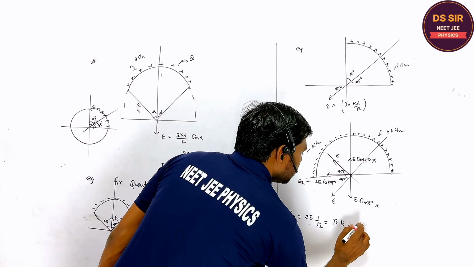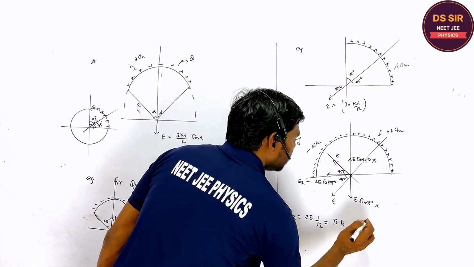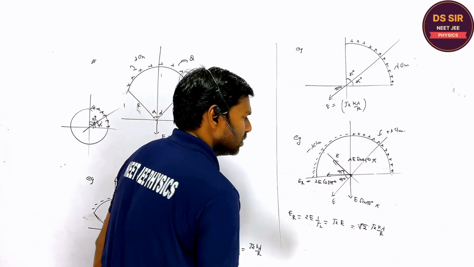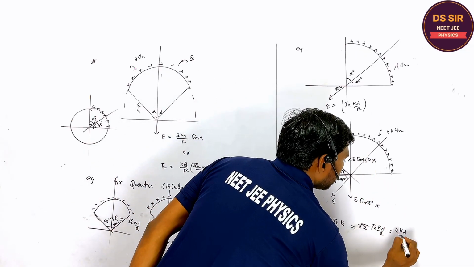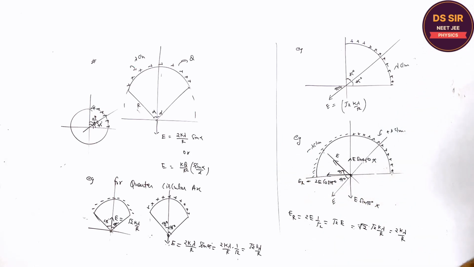The E value is nothing but root 2 k lambda upon r. So this is equal to 2 k lambda upon r, and the net electric field will be in this direction. Is it clear or not?